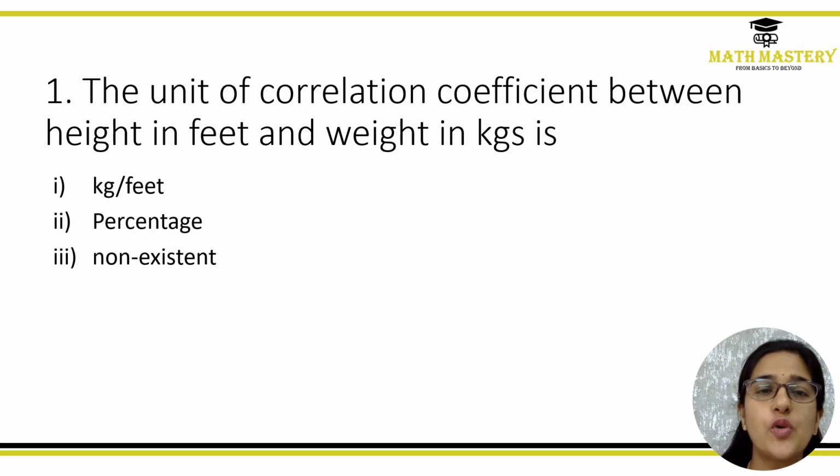The unit of correlation coefficient between height in feet and weight in kgs is... As we have studied in Karl Pearson's method of calculating coefficient of correlation, there is no unit of coefficient of correlation, be it any type of variables. So therefore the answer to this question is 3, non-existent.